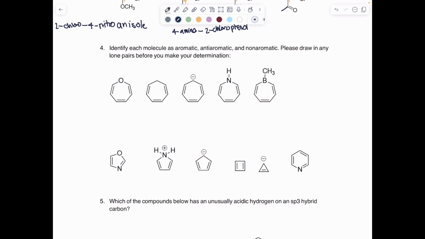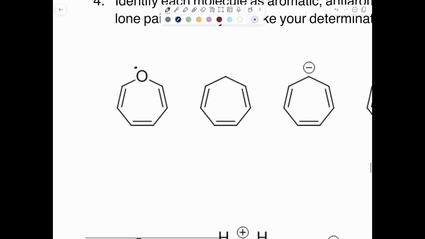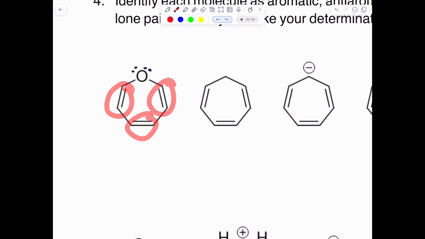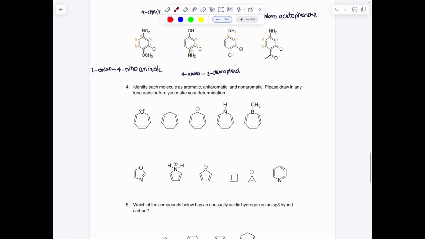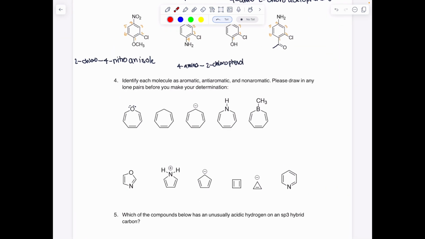Question 4, we're asked to label the following molecules as either aromatic, anti-aromatic, or non-aromatic. So let's go ahead and start with this first one. Let's draw in the lone pairs on the oxygen. There are 3 double bonds and possibly 1 lone pair that would make up this conjugated system. In total, that would be 8 pi electrons, which we know is anti-aromatic, so those lone pairs are actually going to prefer to be sp3 hybridized so that it can avoid anti-aromaticity. So this molecule is going to be non-aromatic.